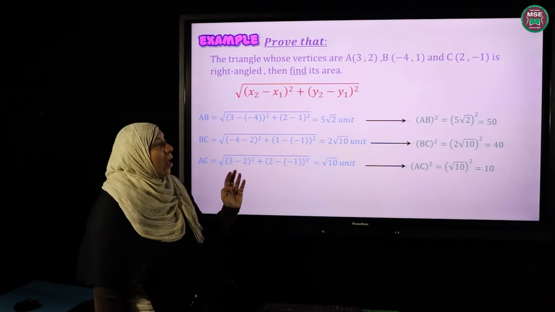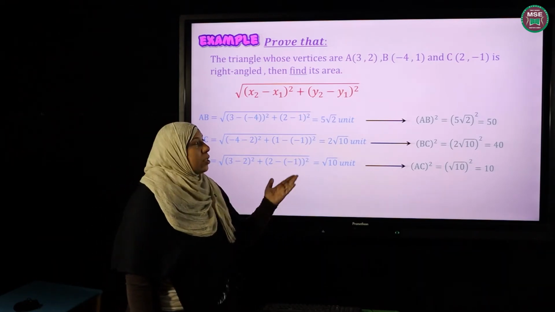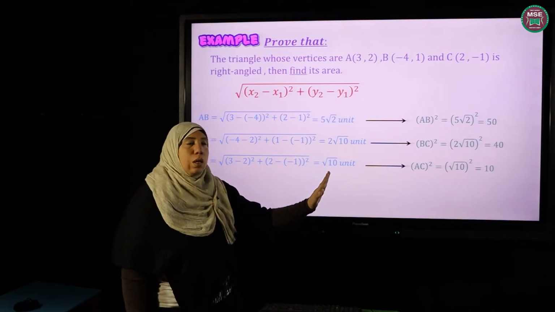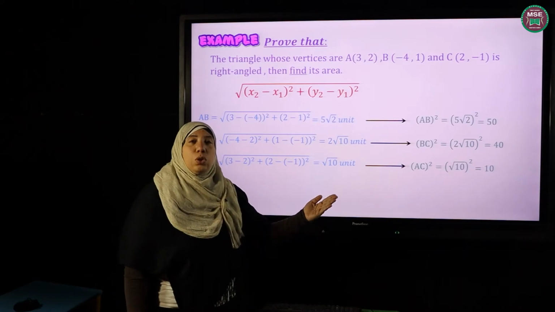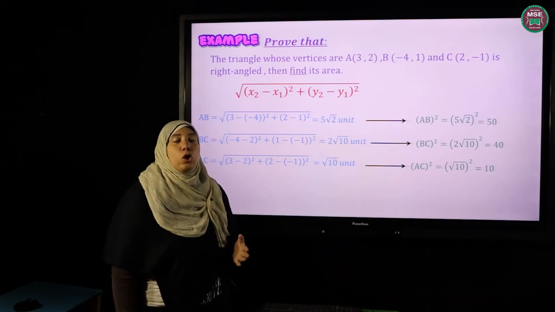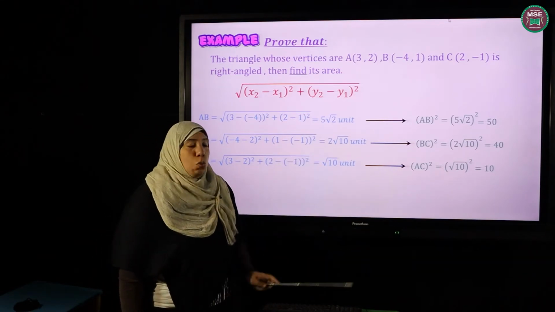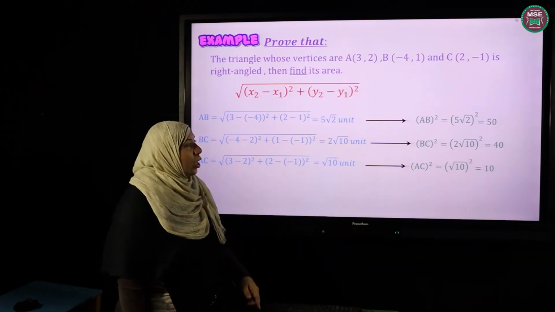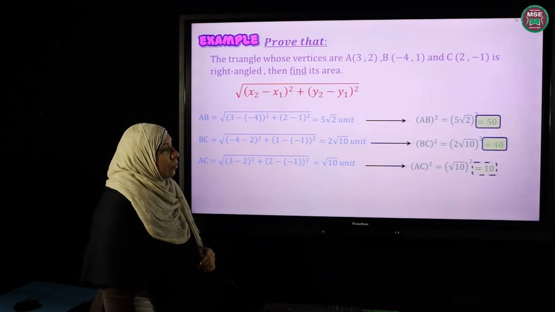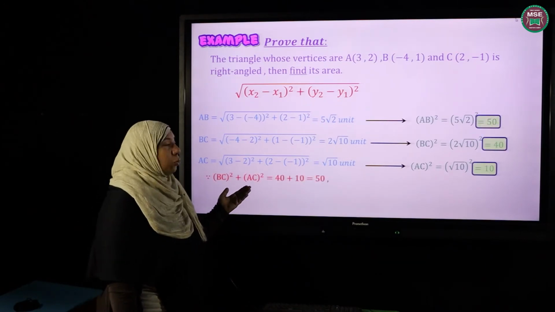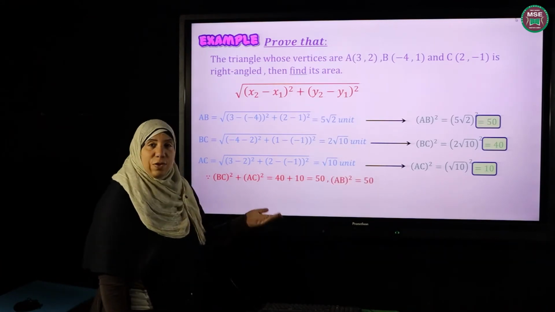But if the type is according to angles, I have to square the sides. After finding the three sides, square them: AB power 2, BC power 2, and AC power 2. And these numbers are what we use to determine the type according to angles. Now, I have 50, 40, and 10. We will take the smaller two sides, BC power 2 plus AC power 2. The smaller two sides sum to 50, and the greater side is 50.